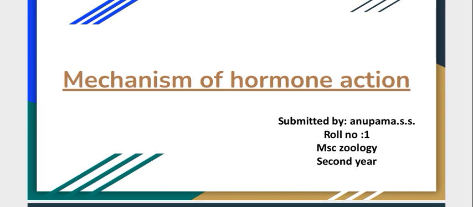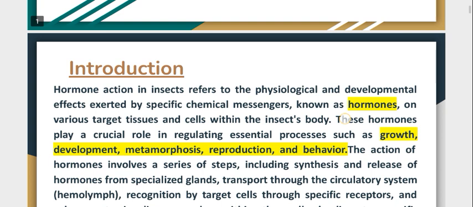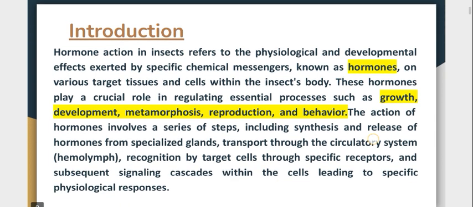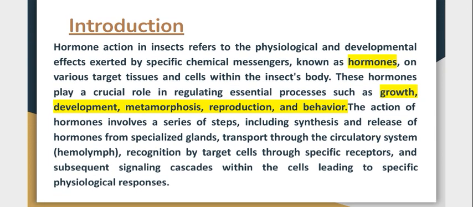Mechanism of hormone action in case of insects. So let's have a quick introduction about this topic. Hormone action in insects refers to the physiological and developmental effects exerted by specific chemical messengers known as hormones on various target tissues and cells within the insect's body. These hormones play a crucial role in regulating essential processes such as growth, development, metamorphosis, reproduction, and behavior.